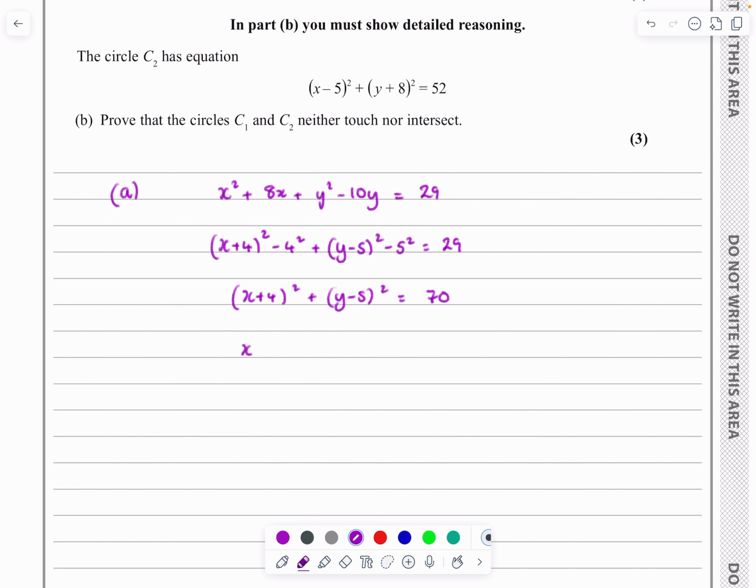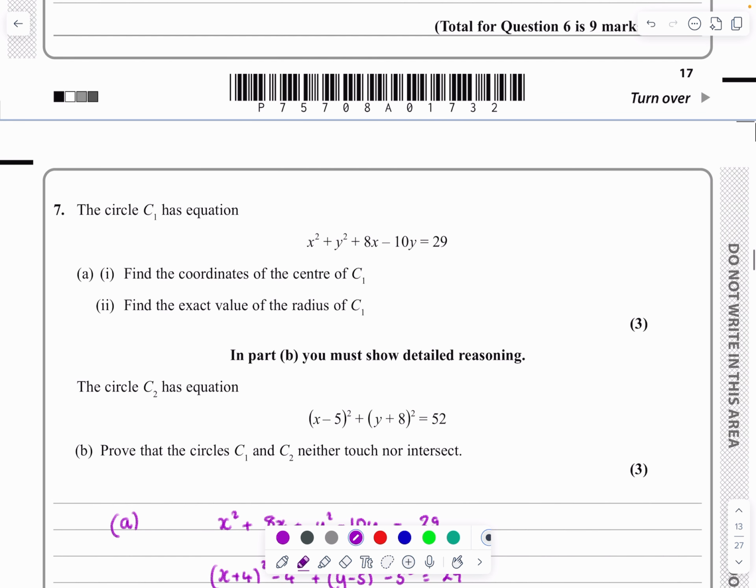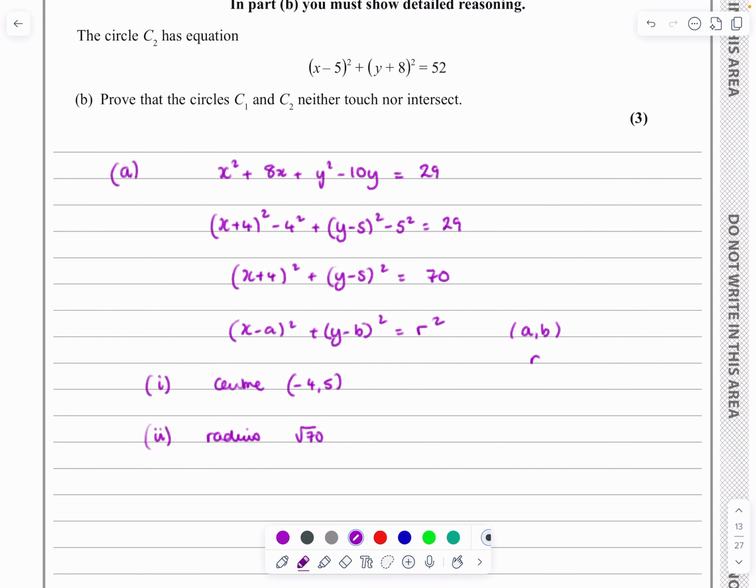So we remember that the format for the equation of a circle is x minus a squared plus y minus b squared equals r squared, where a, b will be the centre and r will be the radius. So if we put that into what we've got here, we can see that part 1, the centre, just be careful, is minus 4, 5 here, and part 2, the radius is going to be equal to root 70. Does it say anything about decimal places? No, in fact, it says exact value of the radius. So yeah, those two are correct.